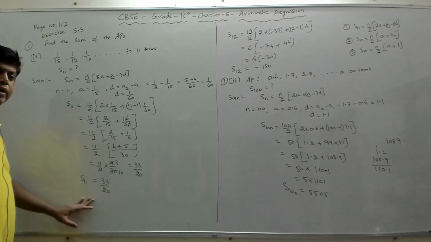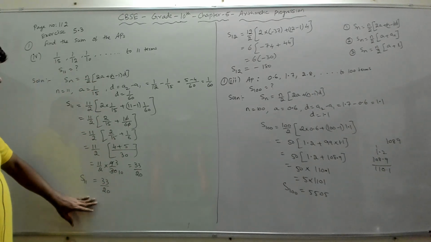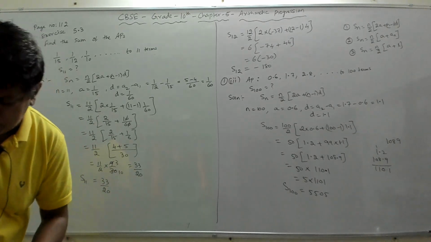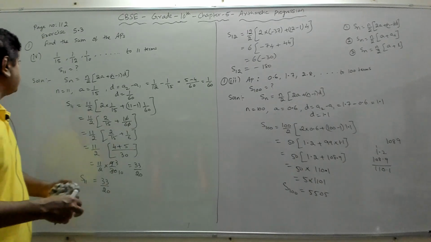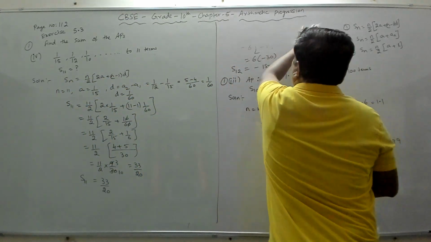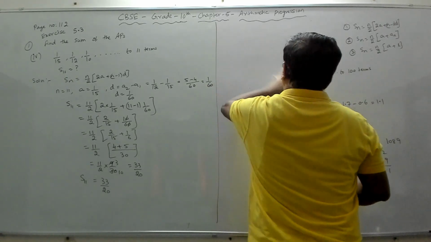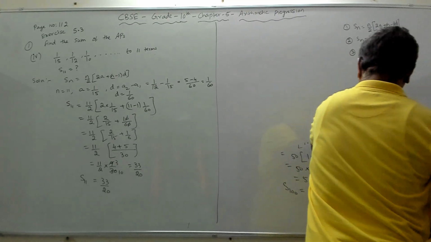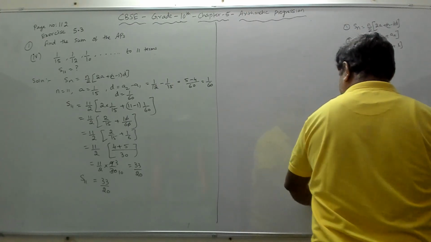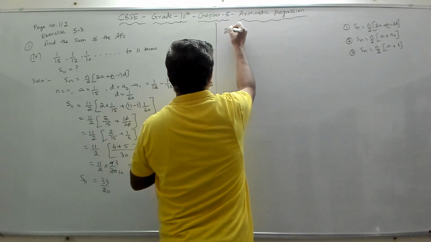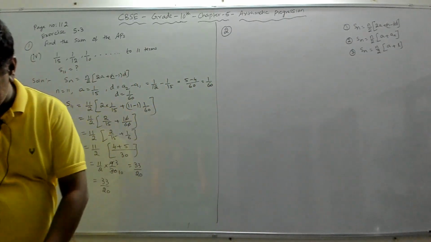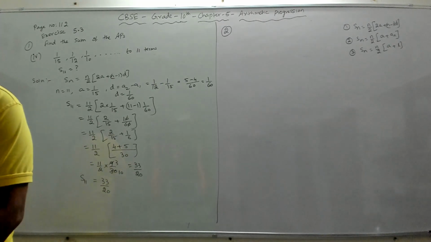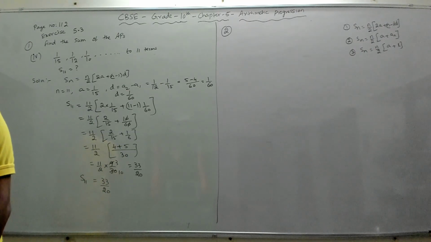Right? Sum of 11 terms is 33 by 20. Sum of first 11 terms. So this is the answer. Now let's go to the next one, which is the second problem. Let me erase this side. So second problem, what we have to find is the sum of the terms given below. We need to find the sum of them.